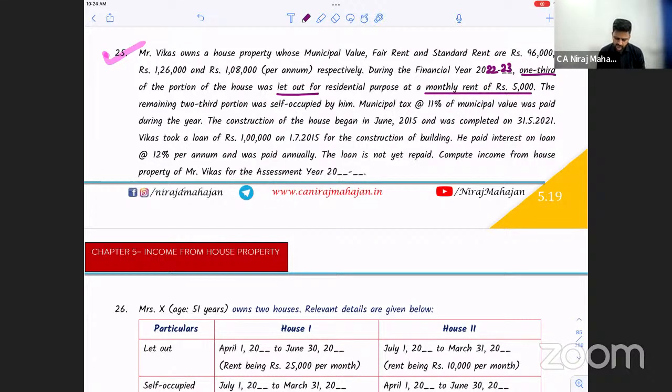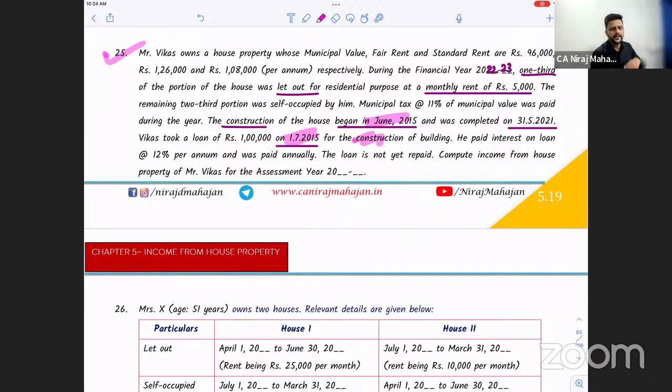Municipal taxes 11% of municipal value was paid during the year. So it is assumed he has paid it. Okay, no problem. The construction of the house began in June 15 and was completed on 31st May 21. Vikas took a loan of 1 lakh on 1/7/15. The construction started on June 15. Loan he has taken in July 15. For the construction purpose, no problem. He paid interest on loan at 12% per annum and was paid annually. All right, that is also okay. The loan is not yet repaid.